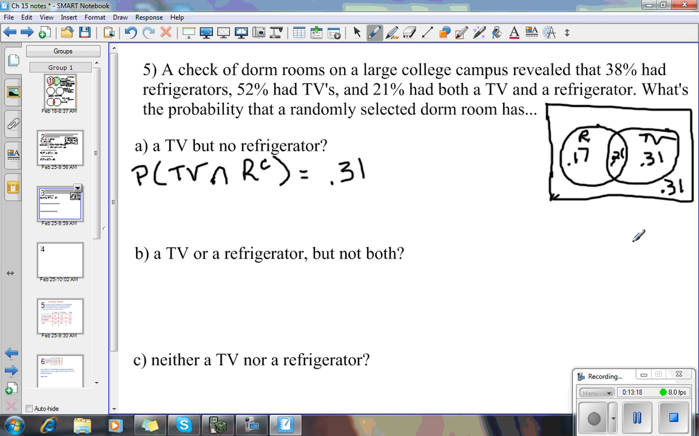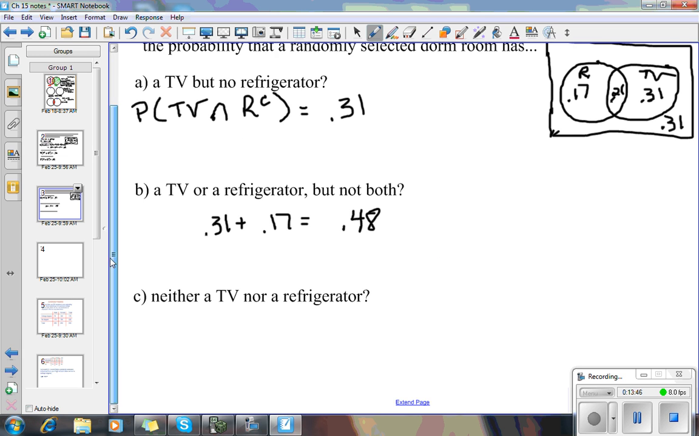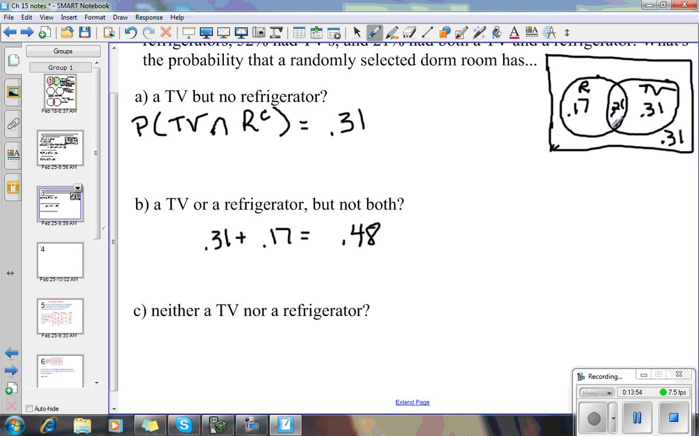Okay, next one, a TV or a refrigerator, but not both. So that means we'd be looking at this, the 0.31 plus 0.17, but not both. So we leave out that 0.21, and we get 0.48. And for this last one, neither a TV nor a refrigerator. So we don't have a TV, we don't have a refrigerator. We already saw what that value is going to be, 0.31.